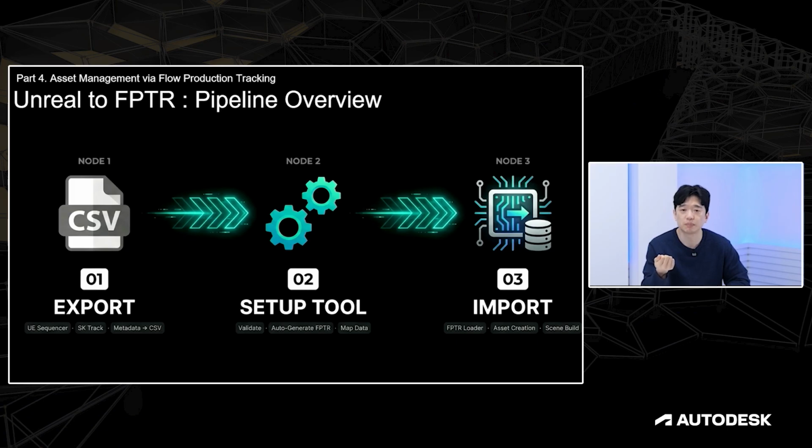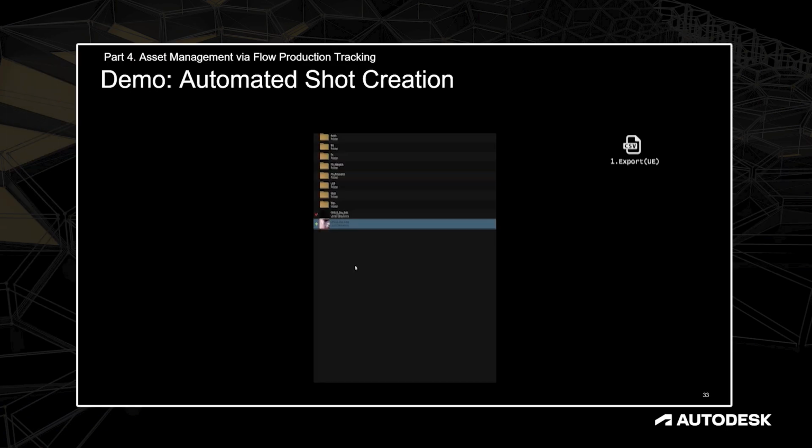In the past, we built a shot list manually in Excel. Now, the entire process is fully automated. Let me show a short demo of how production data moves into production tracking.